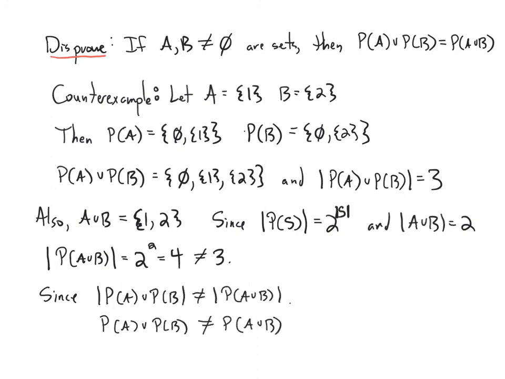Or alternatively, you could just note that the set {1, 2} is going to be in the power set of A union B, and it's not in the power set of A union the power set of B. That would be enough to show it as well. But remember, what you want to do is find something that proves that this is a false statement. Since it's an if-then statement, it's false exactly when the if part is true, the then part is false.